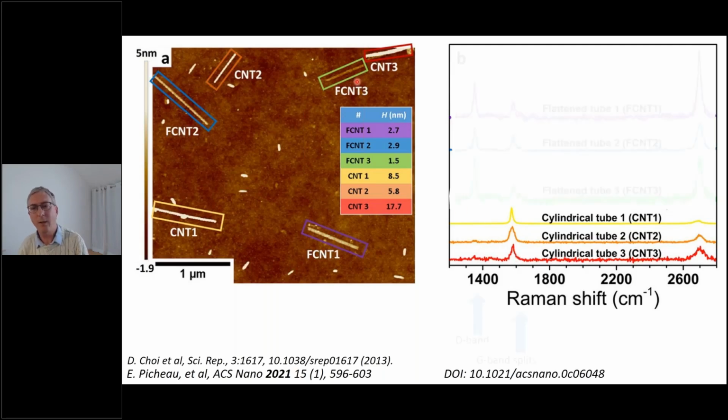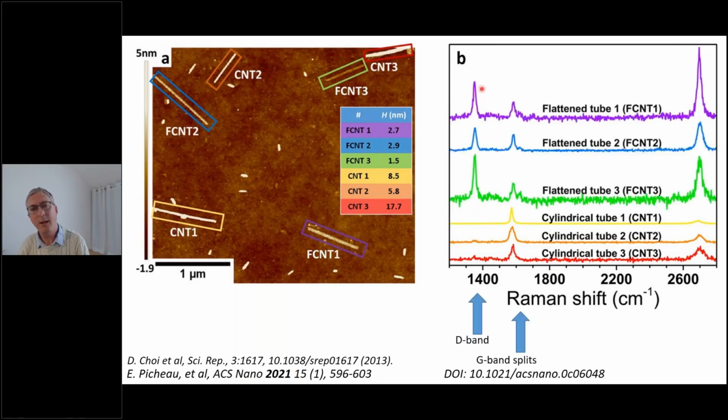But when you scan the flattened ones, then suddenly this huge peak appears here, called the D band. It's called the D band because people normally associate this with damage or defects. So it's a signature of defects, and there's a bit of a splitting in the G band as well. So these have a very characteristic signal that's quite different to their original host carbon nanotubes. And you can understand what's going on here by doing some calculations, which is what we did.